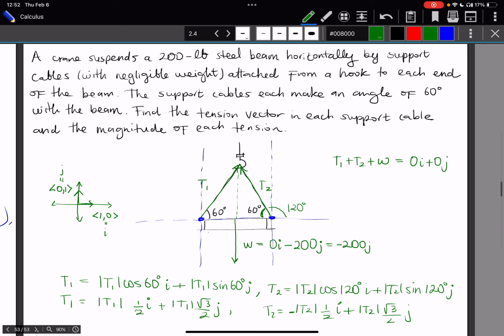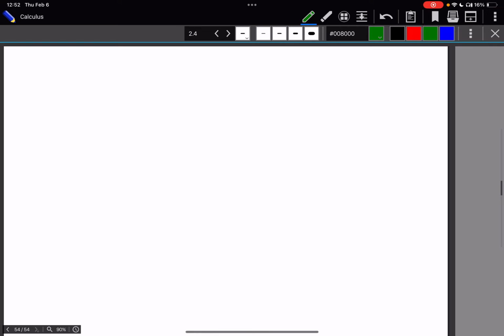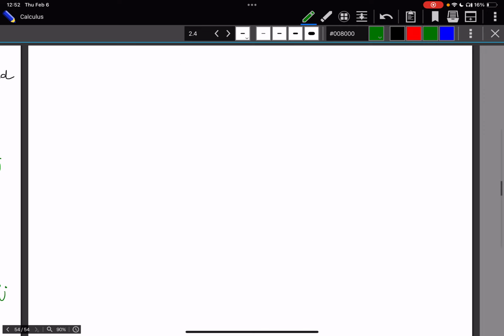This equation is very important. This equation will allow us to find everything we need to know about T1 and T2. So this is the equation that comes from physics. Let's write that equation more explicitly using the expressions we have for T1 and T2 and W right here. So we're going to move on to the next page. And we have T1 plus T2 plus W equals the 0 vector.